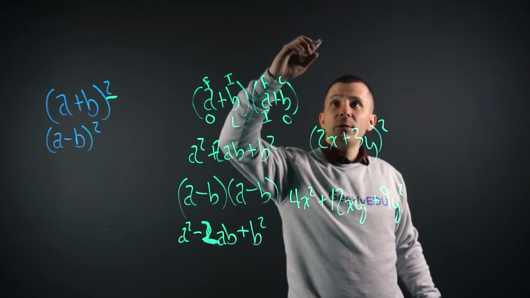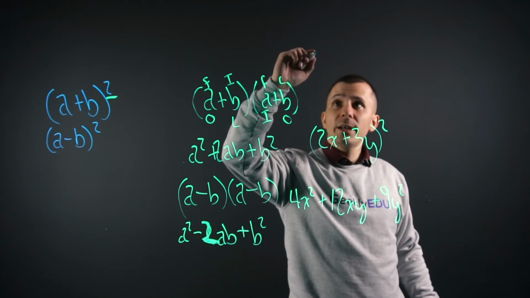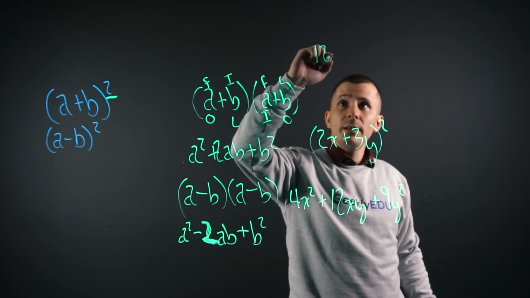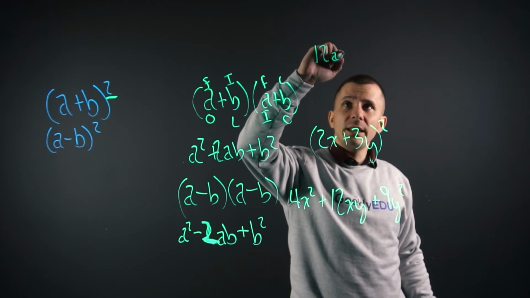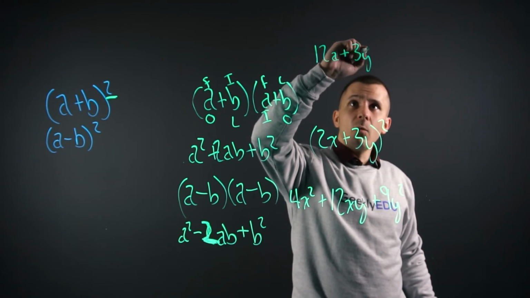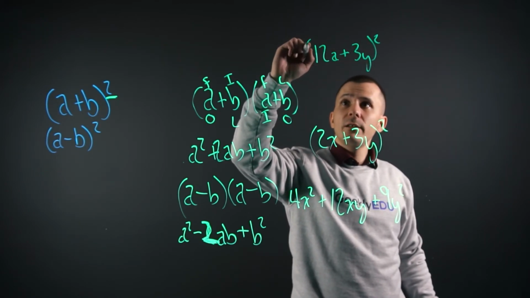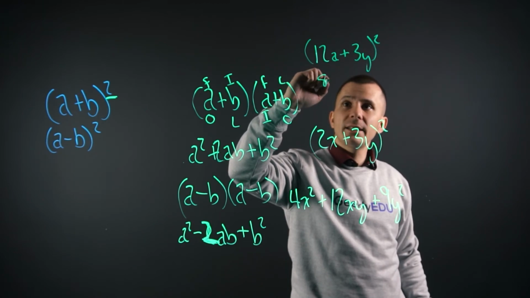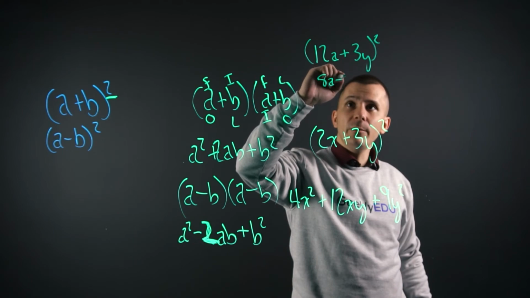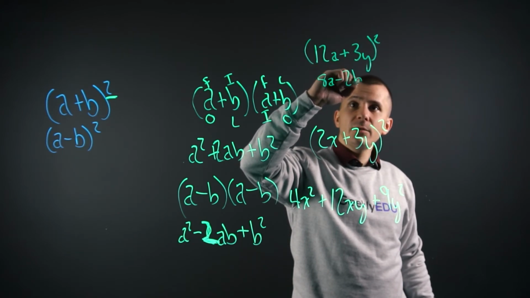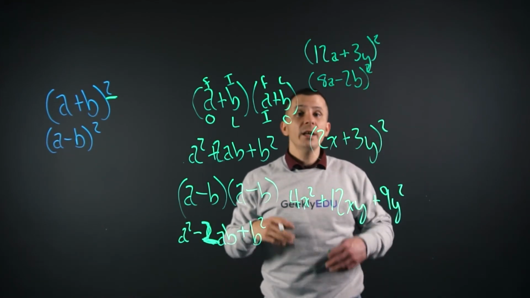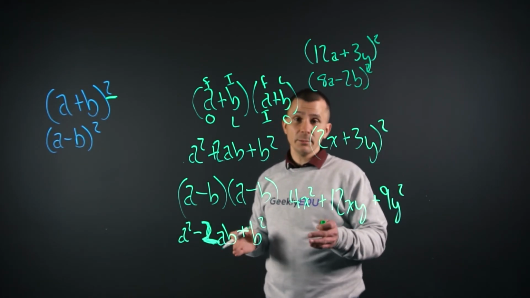So I'm going to quickly give you a little bit of a homework and practice task here. We're going to have 12a, just to keep some continuity here, plus 3y, and squared. And then we're going to have 8a minus, that's supposed to be a b, but we'll get over that, minus 2b squared.